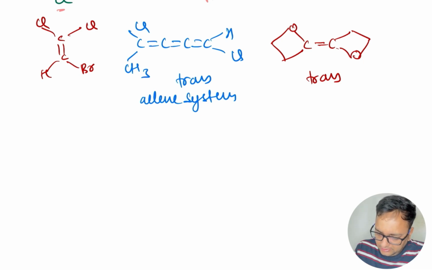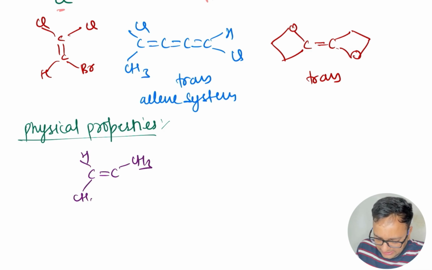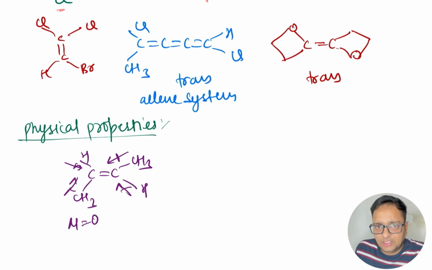Now there are some physical properties of cis and trans. How do the physical properties differ? Like C double bond C with CH3, H and CH3 and H. It has dipole moment 0, because the dipole moment is going this side, and this side and this side. So net dipole moment is 0. Now what is dipole moment and how do we calculate it? We have learned it already in chemical bonding. So the dipole moment is 0.